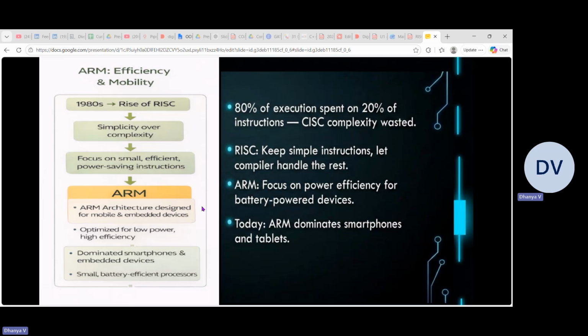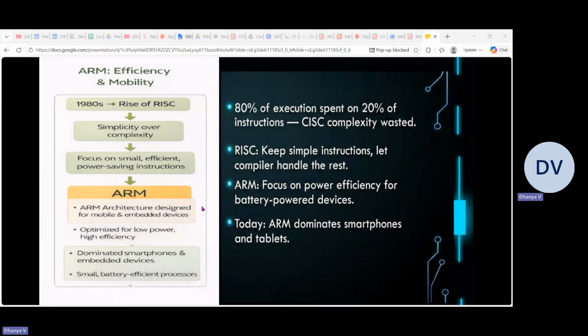But one con for the ARM architecture, which follows RISC, is that it has proprietary licensing. You need to pay to actually access and use it, since it has the intellectual property. That's one of the cons if I had to point it out.